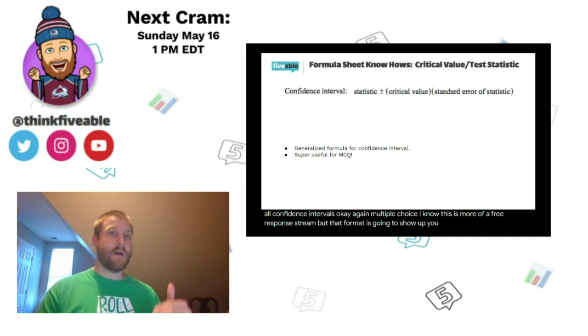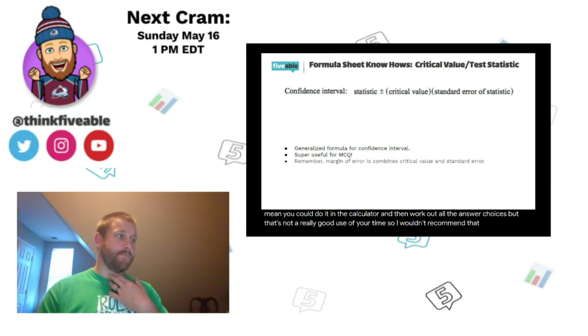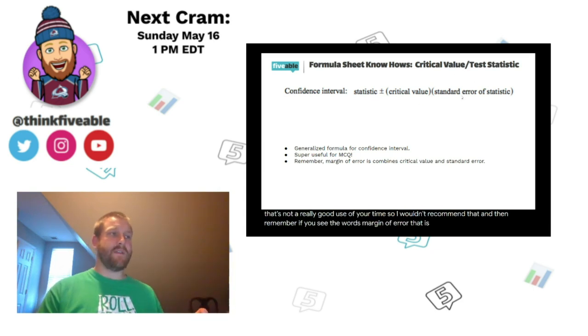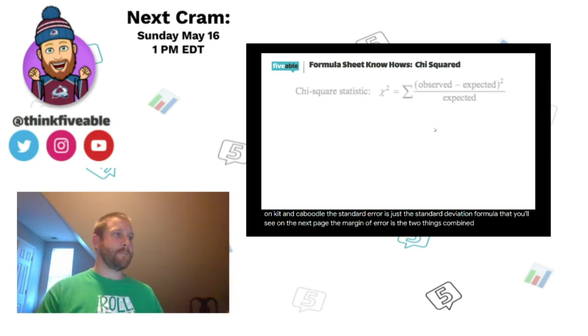You pick the confidence interval. I mean, you could do it in the calculator and then work out all the answer choices, but that's not a really good use of your time. So I wouldn't recommend that. And then remember, if you see the words margin of error, that is everything after the plus minus sign. Okay, that's the whole kit and caboodle. The standard error is just the standard deviation formula that you'll see on the next page. The margin of error is the two things combined.